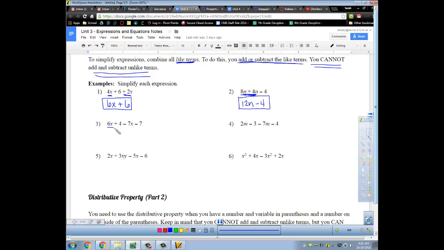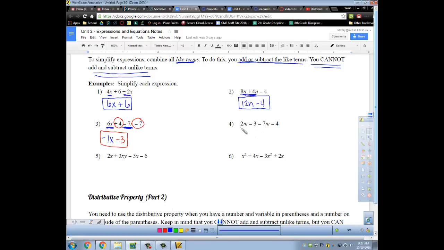Number 3, I have 6x minus 7x, because there's a minus in front of that 7. So 6 minus 7 is negative 1. So this is negative 1x. And then I have a positive 4 minus 7. 4 minus 7 is negative 3. Negative 1x and 3 are not like terms because this one has an x, this one doesn't. So we are done.